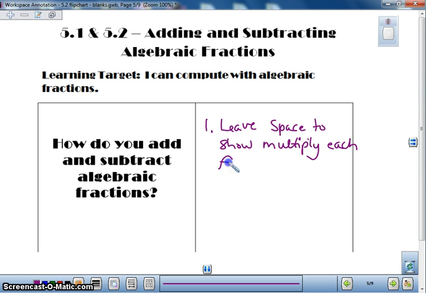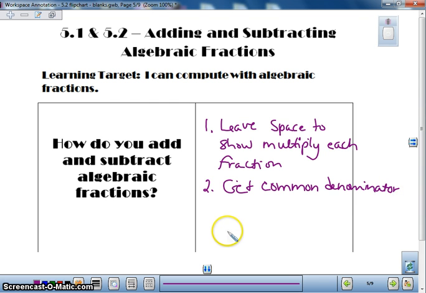As you take a look at the second step, it is to make sure you have a common denominator. So leave some space to multiply. You need to get a common denominator. Make sure you decide what that is. That's usually going to be your least common denominator.